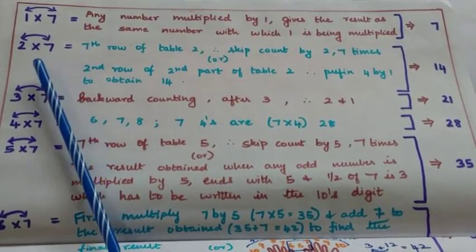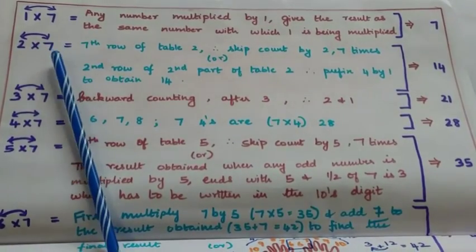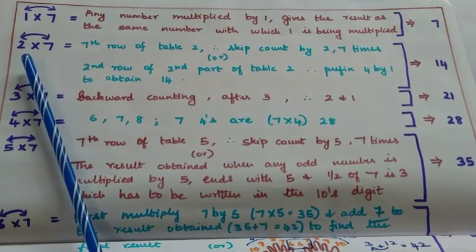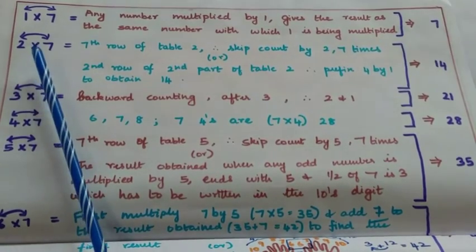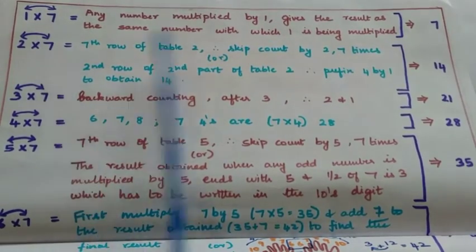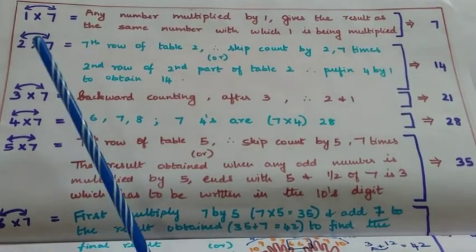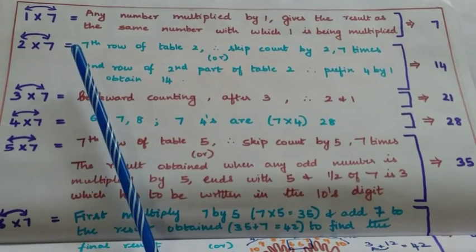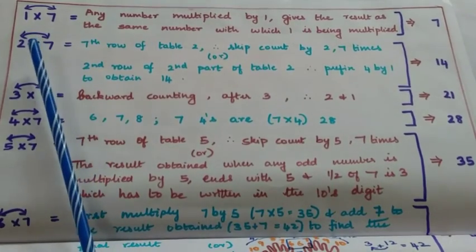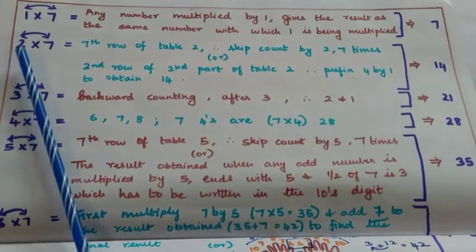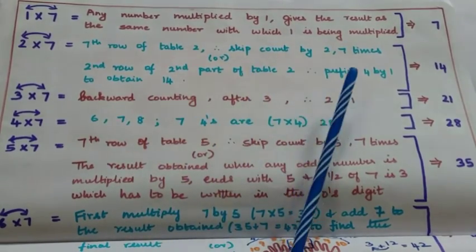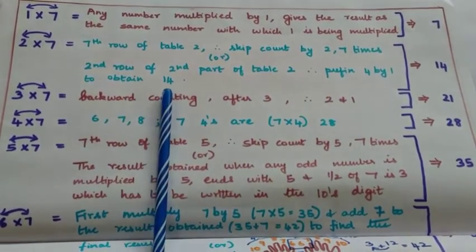Now let's move to the next row where 2 is being multiplied by 7. Since we've learned table 2, you can use the trick that we have learned for remembering this row. Since this is the 7th row of table 2, you can just skip count by 2, 7 times to obtain the result 14, or you can use the other shortcut that I explained while teaching table 2, where when 7 is being multiplied by 2, it becomes the second row of the second part of table 2. Therefore, you need to just prefix 4 by 1 to obtain 14.